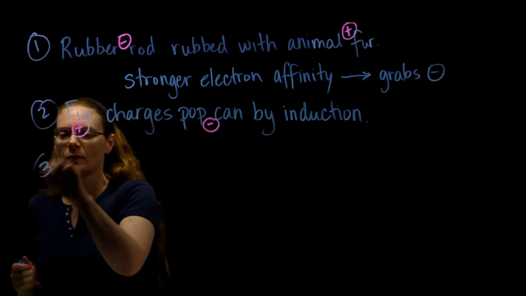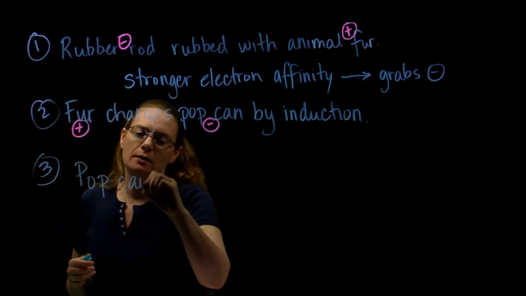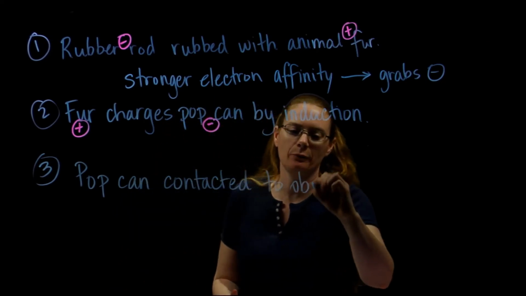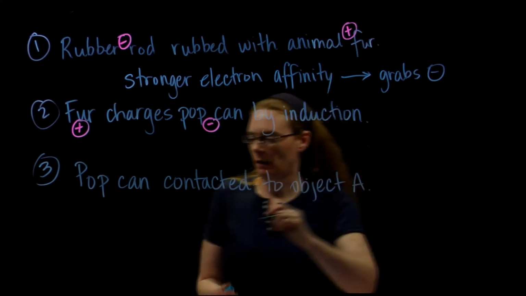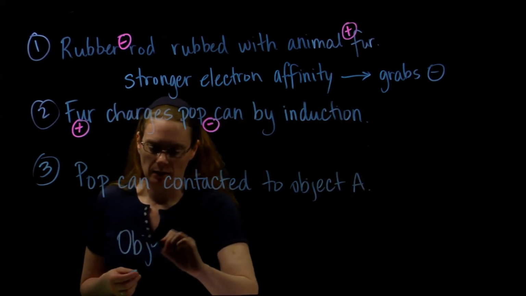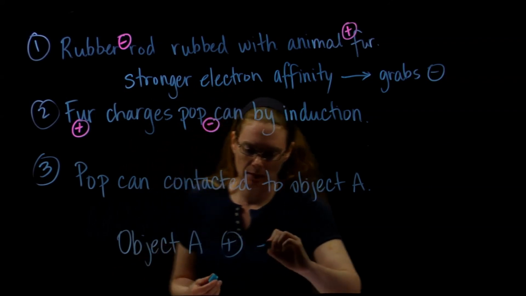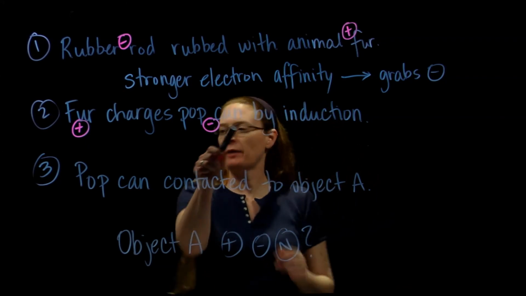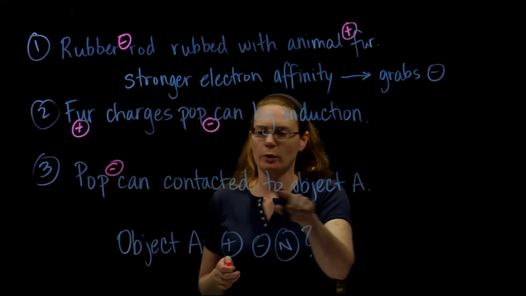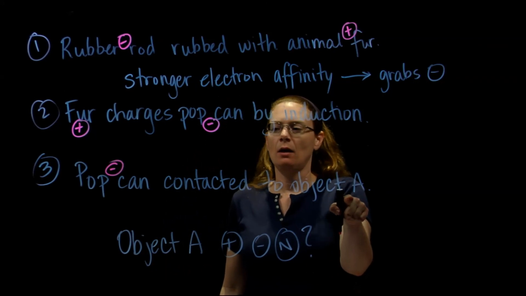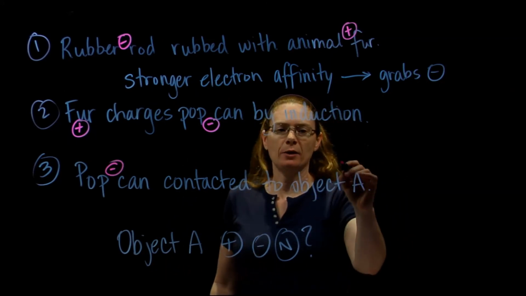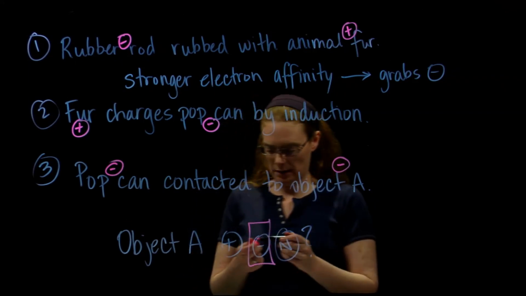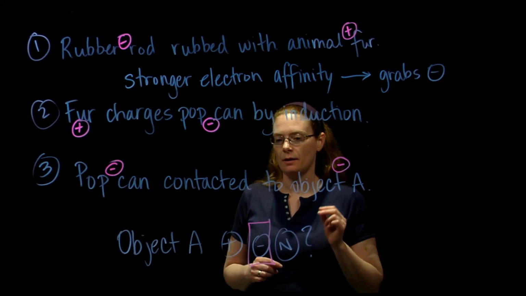Third step, the pop can is contacted to object A. And this is the key for these problems. What is the end charge on object A? Is object A positive, negative, or neutral? Okay, we know the pop can's negative, and we're contacting it to object A. Contact gives the same sign, so object A is going to have the same sign as the pop can, which is negative. So in this case, the answer that I would be looking for is that object A is negative.